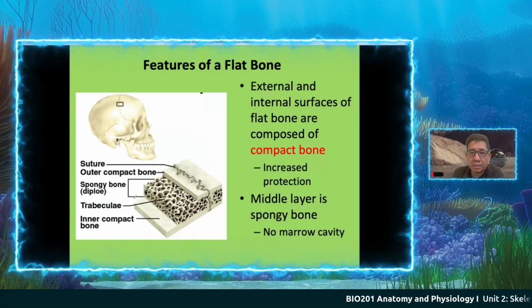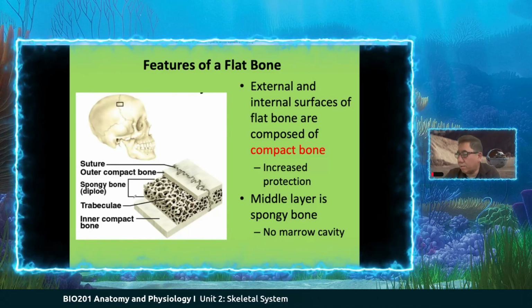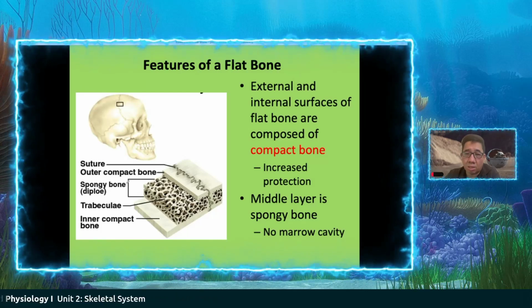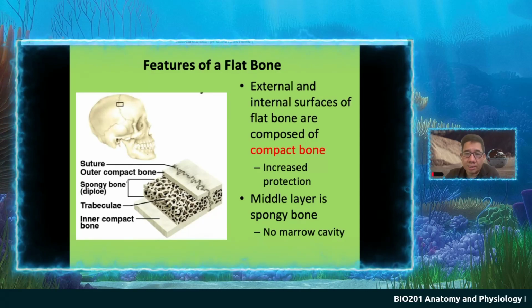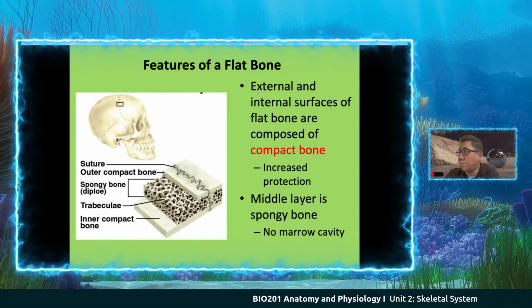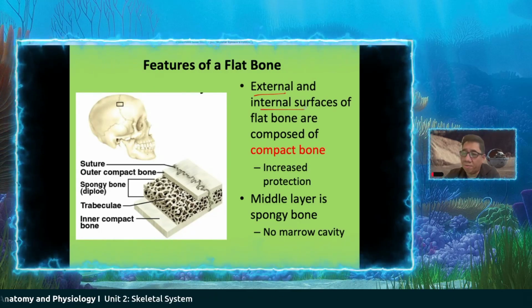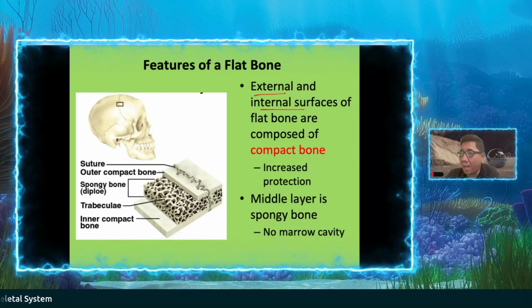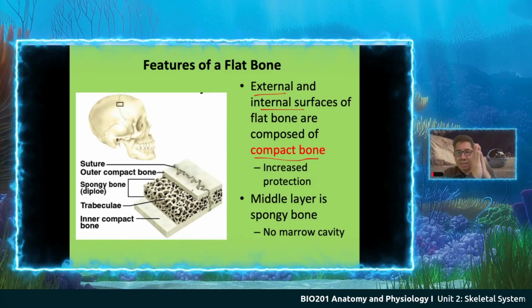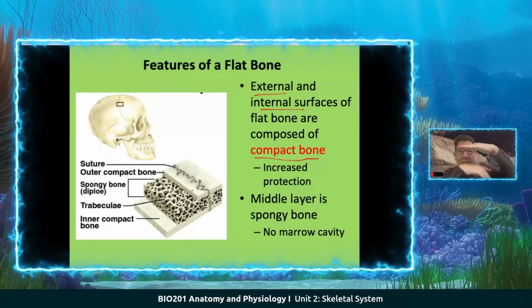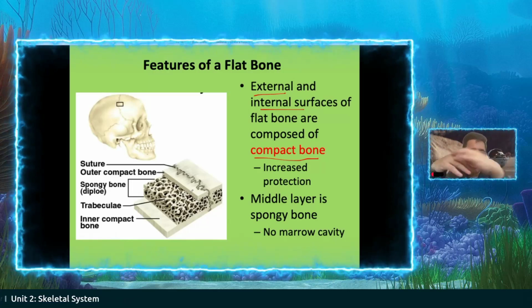So next is the features of the flat bone. We talked about the features of the long bones already, so now we're going to focus on the flat bone. Flat bone is mainly in your skull. You have your sternum, that's a flat bone, and a couple more places. Most of the internal surface of your flat bones is composed of compact bone. Think of this like a sandwich, like a hamburger where you have the white bread on the top and the white bread on the bottom, and then you have your burger of meat in the middle. That's the same thing the flat bone is like.